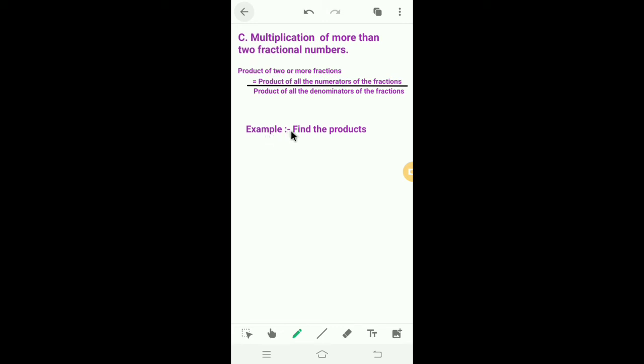Let's solve an example. Find the products of 3 by 4 into 5 by 7 into 9 by 11. So what is the formula? Product of two or more numbers is equal to product of all the numerators of the fractions divided by product of all the denominators of the fraction.